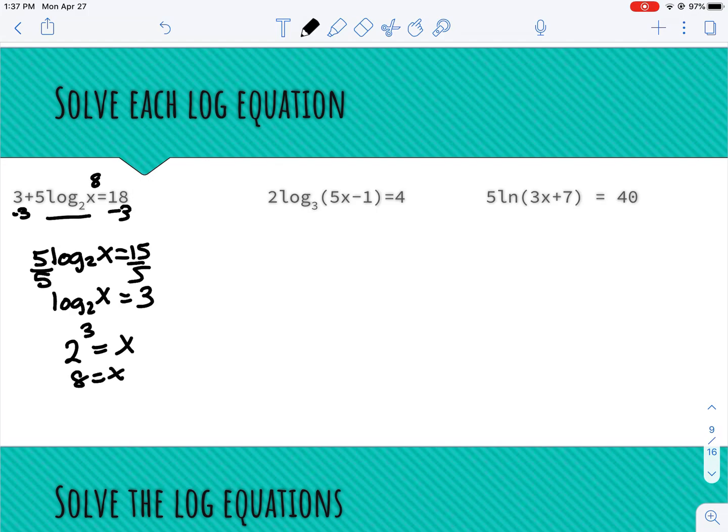So 2 to the 3rd is x, so 8 is x. If I put an 8 in for x, log base 2 of 8 is 3. 3 times 5 is 15. 15 plus 3 is 18, so that's a good answer. So again, get in the habit of checking them.